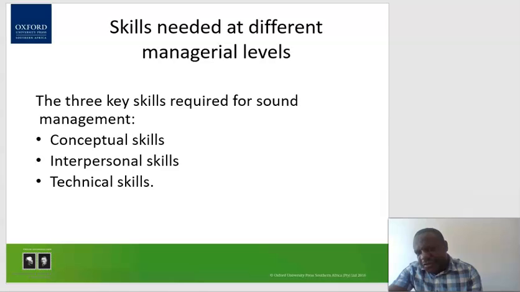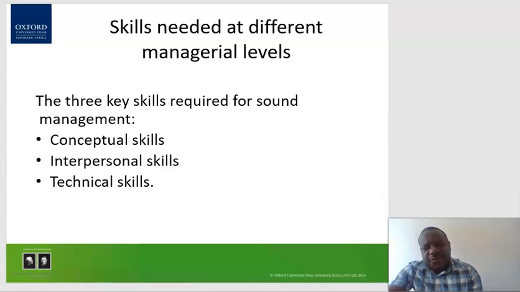Skills at different levels of management. There are three key skills that are required for sound management. One being conceptual skills. Conceptual skills are the mental capabilities to see an organization as a whole, to have a holistic view of an organization. So, just that mental ability to see an organization as a holistic unit.